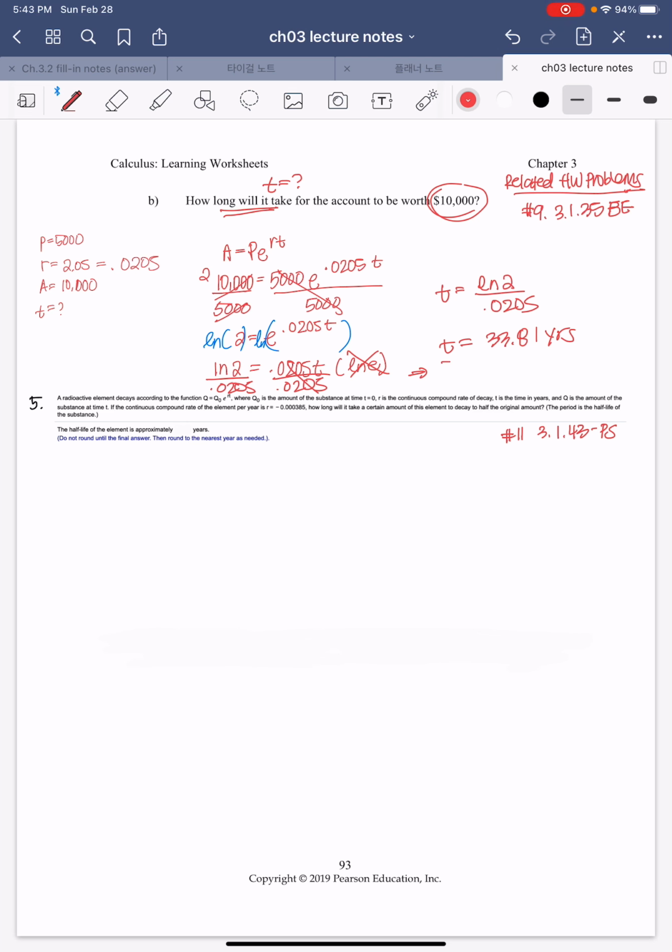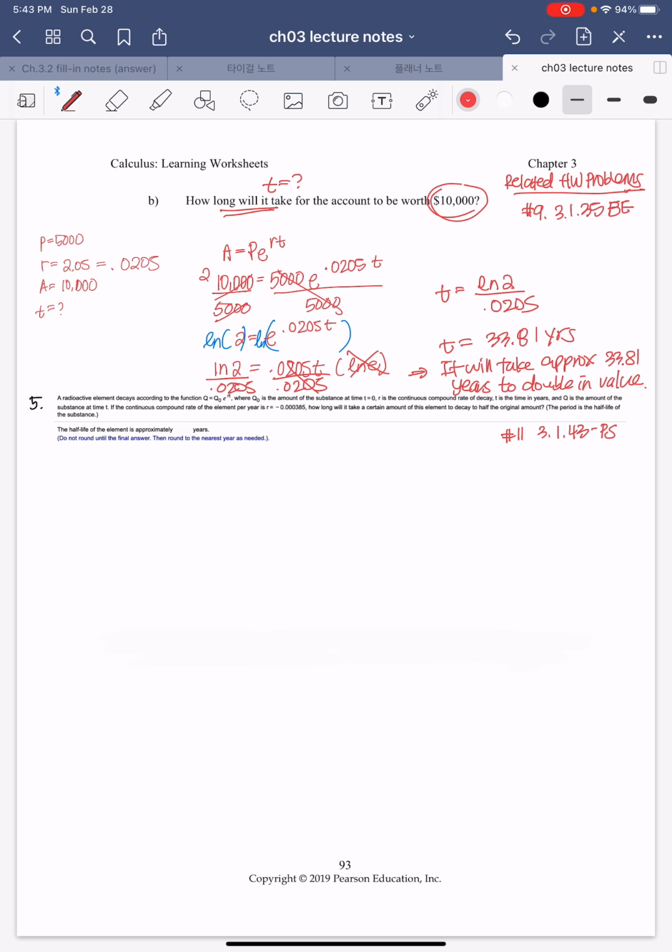So it looks like it will take approximately 33.81 years to double in value. Okay.